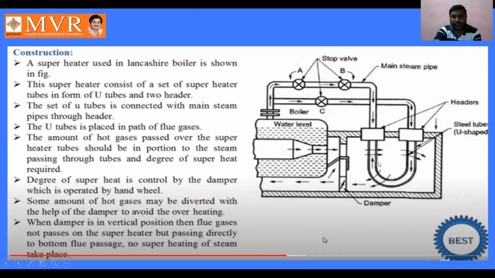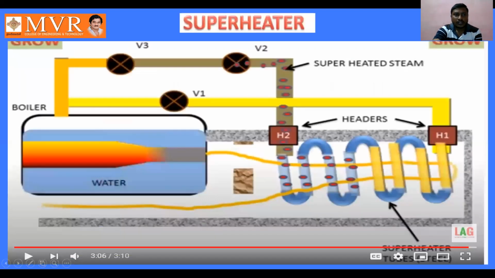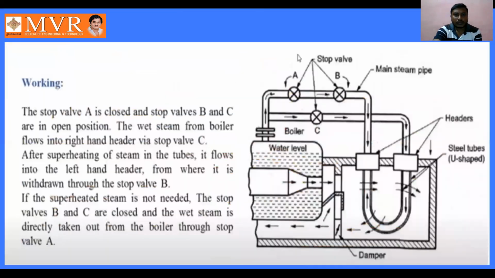Whenever an inspection of the U-tube takes place, the steam directly enters into this A pipe, and B and C are closed at that time. This is what it is about the construction of the superheater which we can observe here.